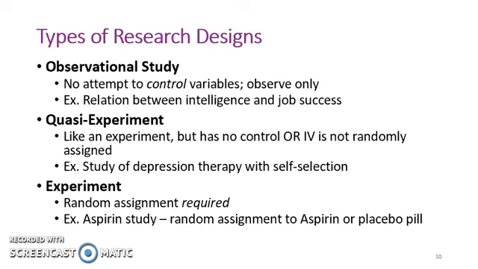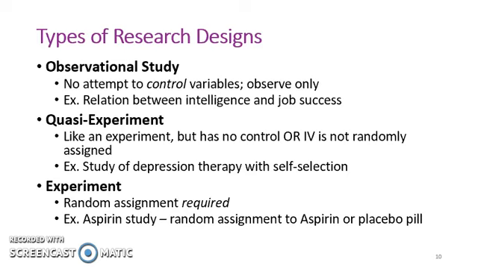Observational studies make no attempt to manipulate variables, and they have no treatment or control group. In these studies, the researcher is only interested in assessing relationships between naturally occurring variables. For example, a psychologist might be interested in assessing the relationship between intelligence and job success. Neither variable is manipulated, they're only observed.